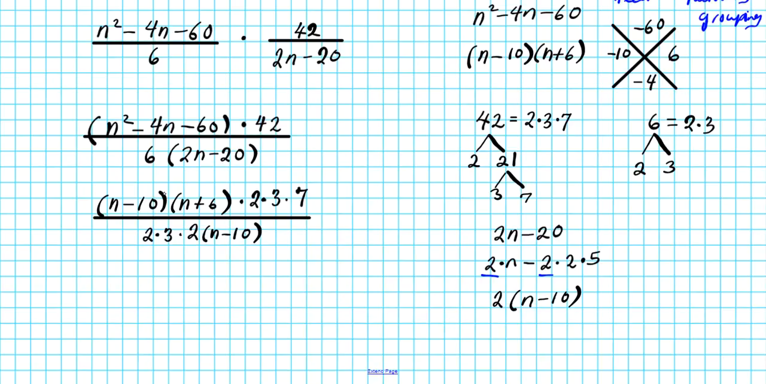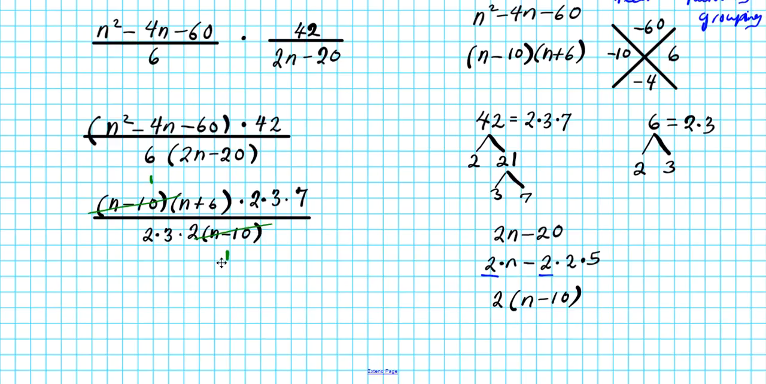Can we cancel out or divide out n minus 10 and n minus 10? The answer is yes. Remember, we talked about sum or difference of terms as packages. They go and come together. So if we want to divide out n minus 10, we must have another n minus 10 in the denominator to divide it out with.